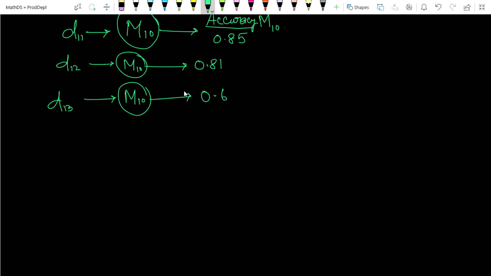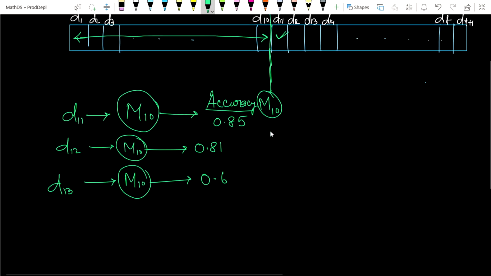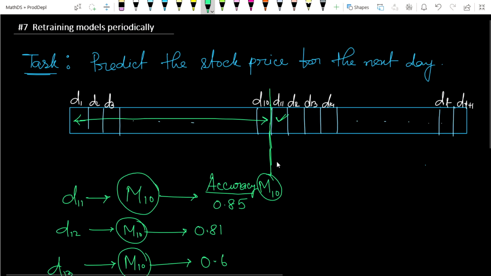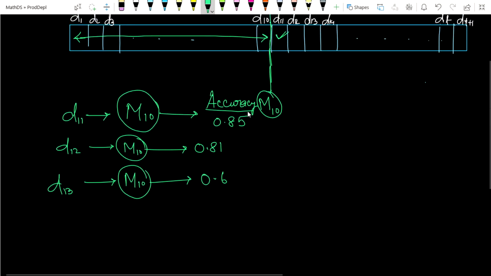Just see, as time increases, since we built the model M10 using only the data up to d10, only those 10 days of data, because of this the performance on day 11, day 12, day 13 has decreased. So this technique is called repeatedly retraining the model periodically. As time increases, the model's performance decreases, so we need to retrain it using the recent data. That means we have to retrain repeatedly.